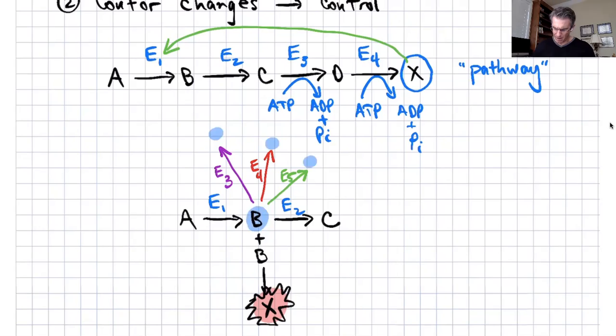Okay, well, how do you build this thing? What do you do to make something that can sense and control the concentration of B? How on earth do you do that?